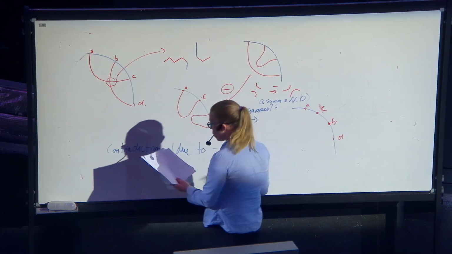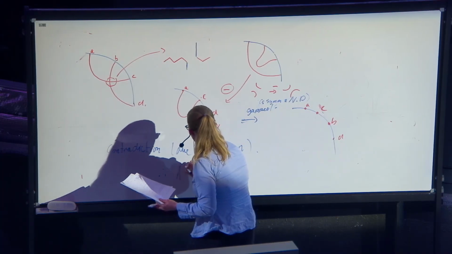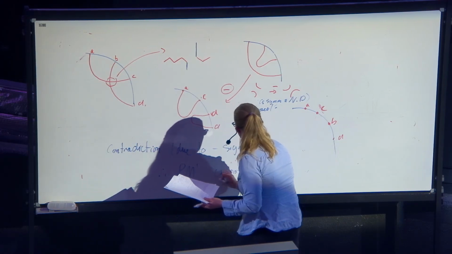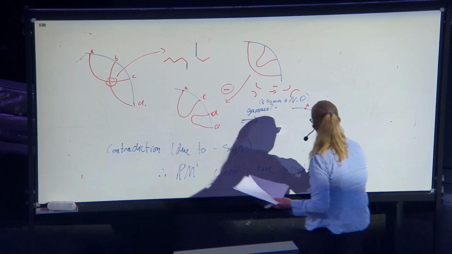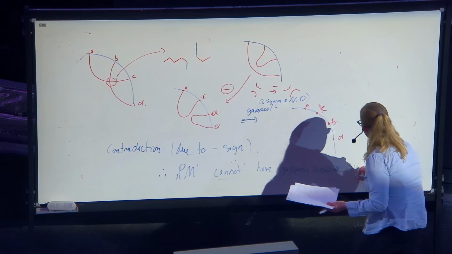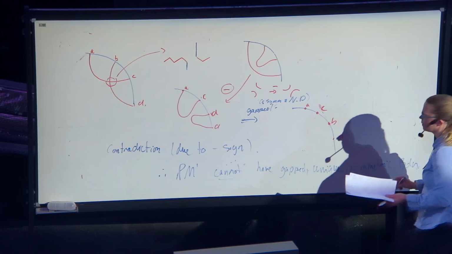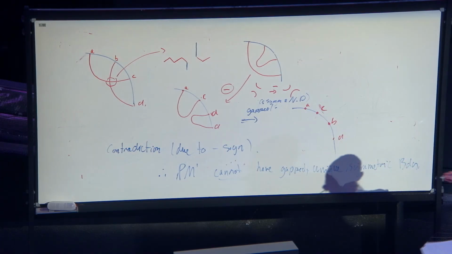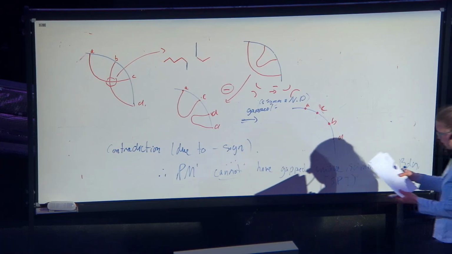Okay, so the conclusion, right, is that this other paramagnet cannot have a gapped, unique or non-degenerate, symmetric boundary. Okay? In other words, it is what we call a symmetry-protected topological phase, or SPT.